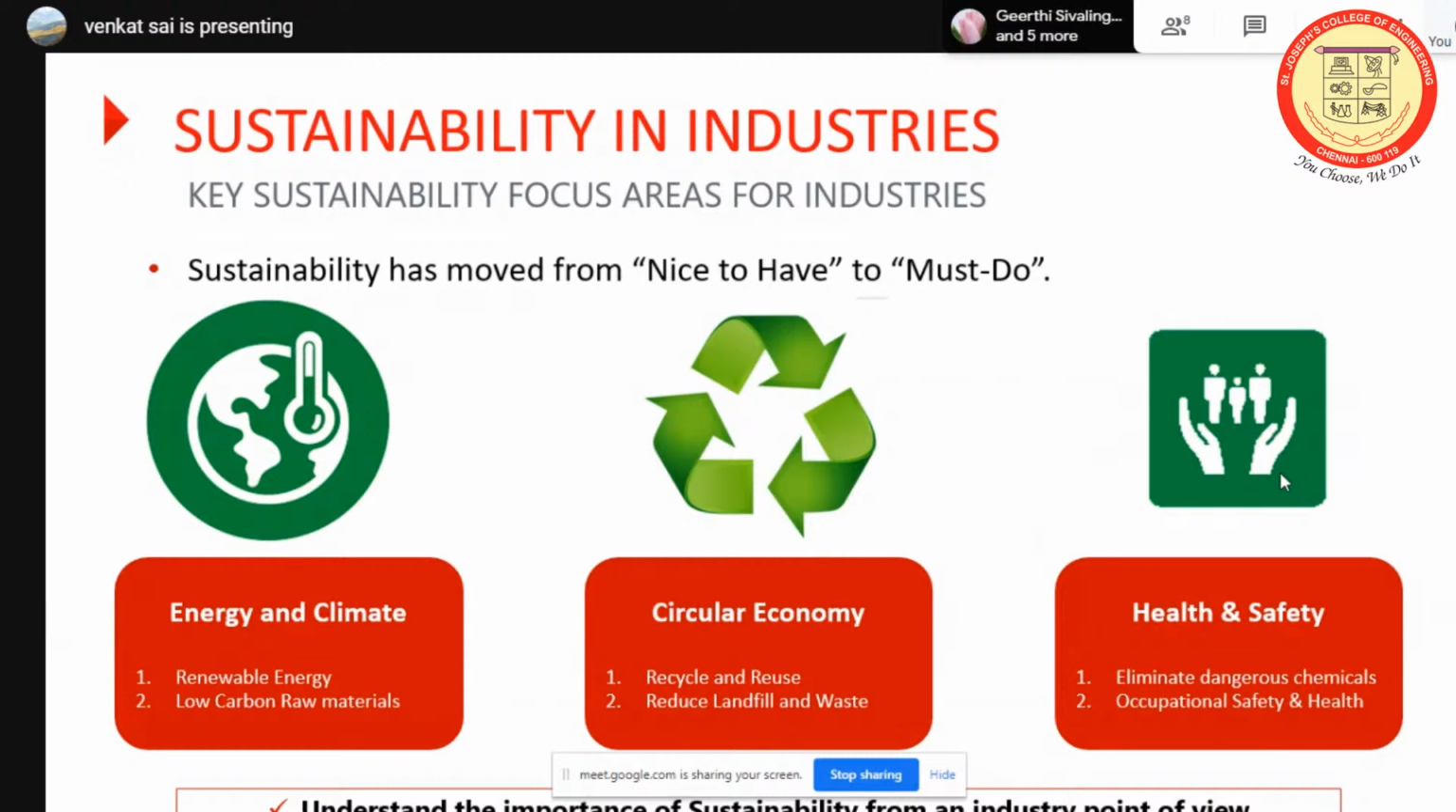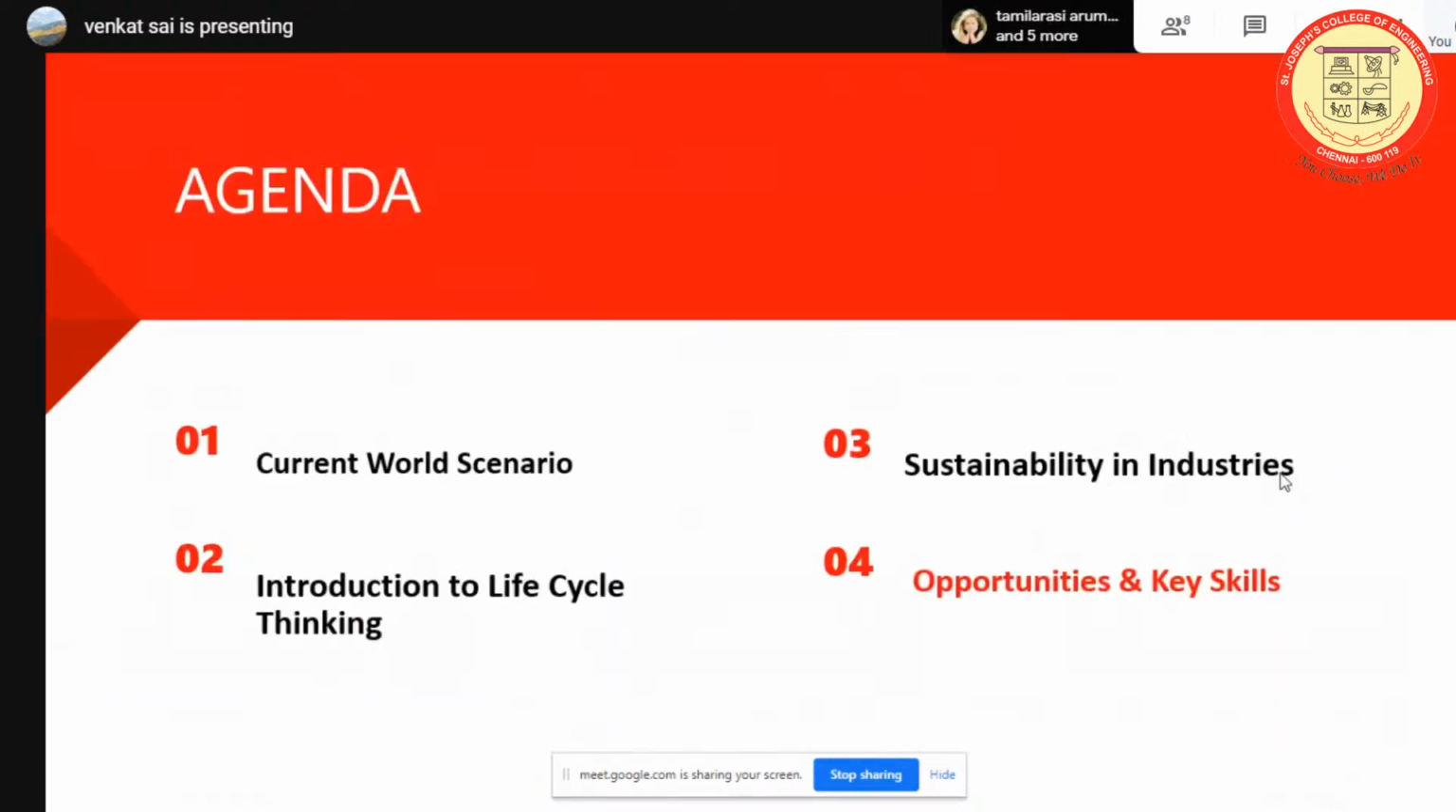Occupational safety and health, we need to focus on this to ensure we have sustainable operations. And by this, I want you to have the key takeaway message as understanding the importance of sustainability from an industry point of view. With that, I move to opportunities and key skills.